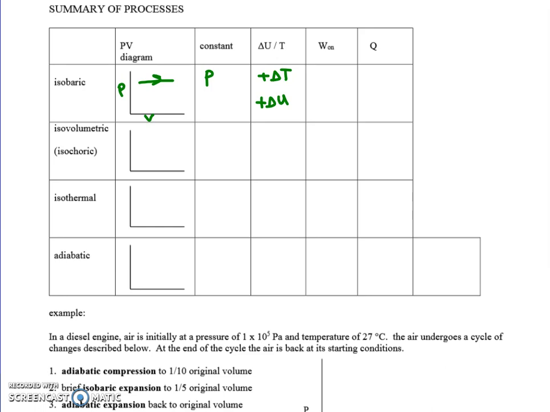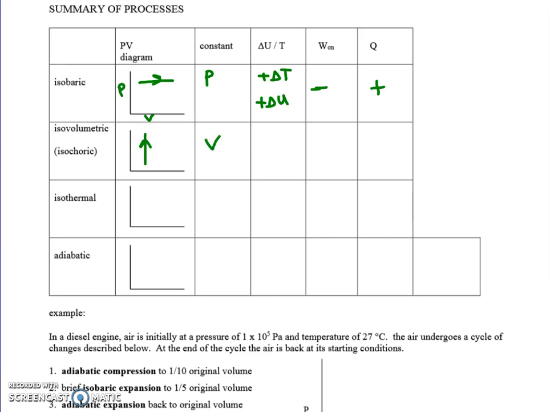We can see that the volume is expanding. So if we're expanding the volume, then we have negative work on there. And if we have negative work on there with a positive delta U, the only way we can get that is if we have a positive Q, right? We have to have a greater positive Q than a negative work on to get a positive change in internal energy.